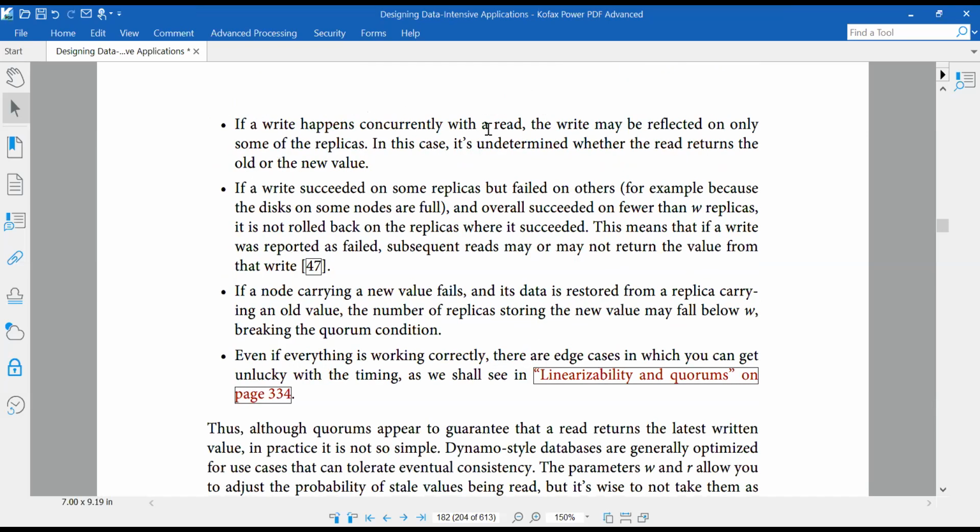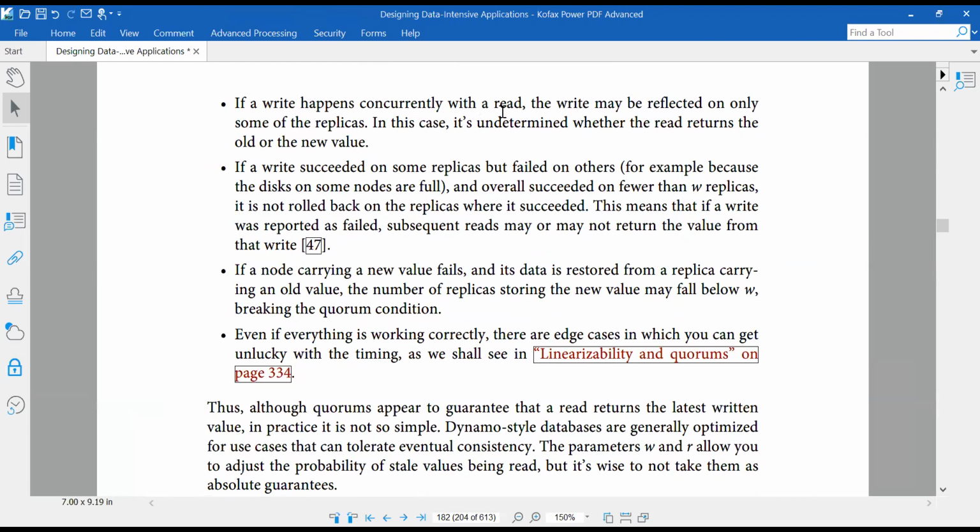If a write happens concurrently with a read, the write may be reflected on only some of the replicas. In this case, it's undetermined whether the read returns the old or the new value. Okay, this is because it's happening at the same time.